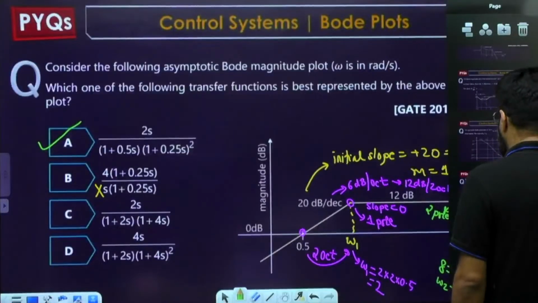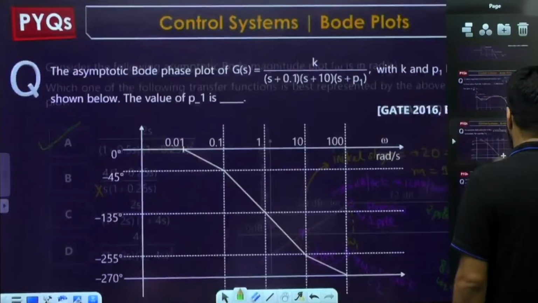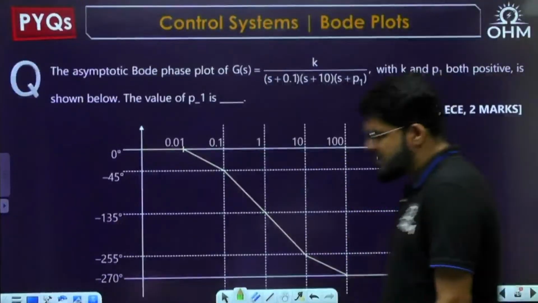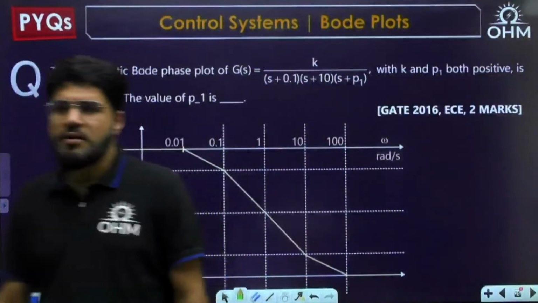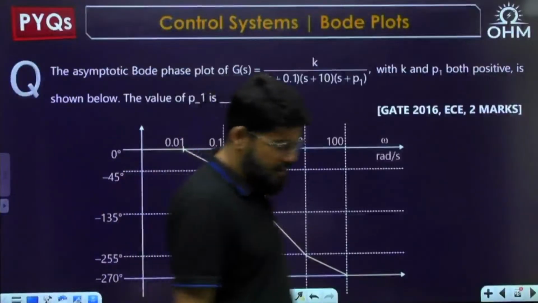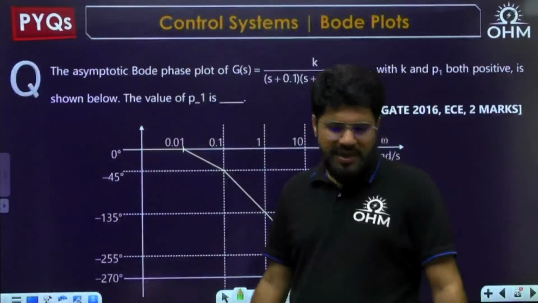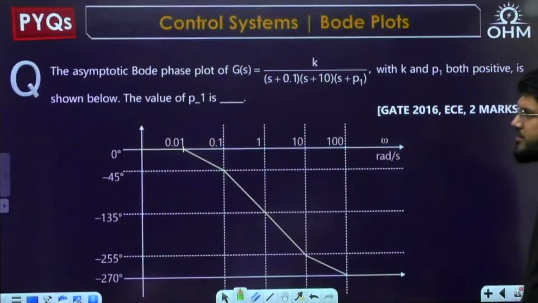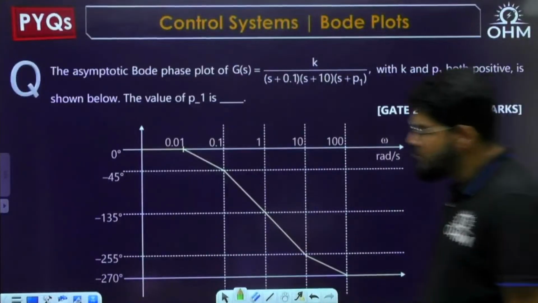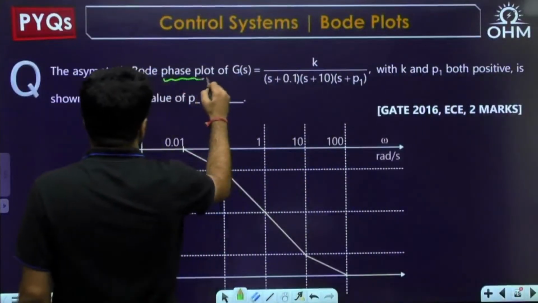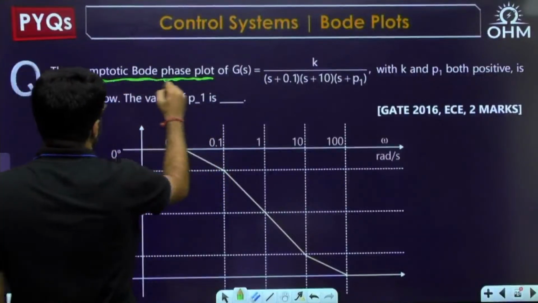Before we come to another question, let me also take up a phase plot based question, GATE 16 EC 2 marks. We'll have some more questions, but let me tell you one more thing here first, Sharma, on the asymptotic Bode phase plot.